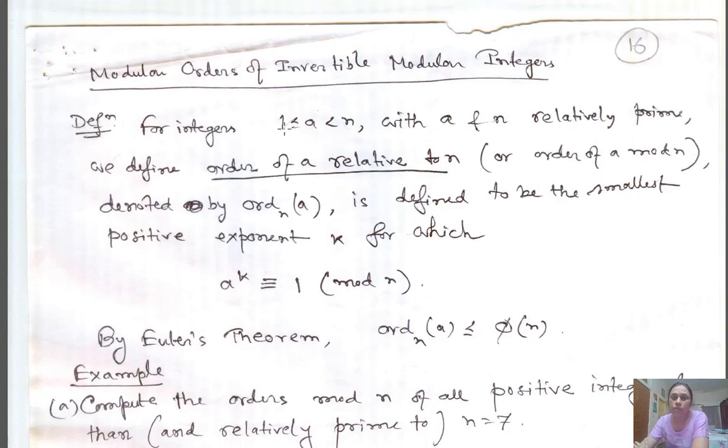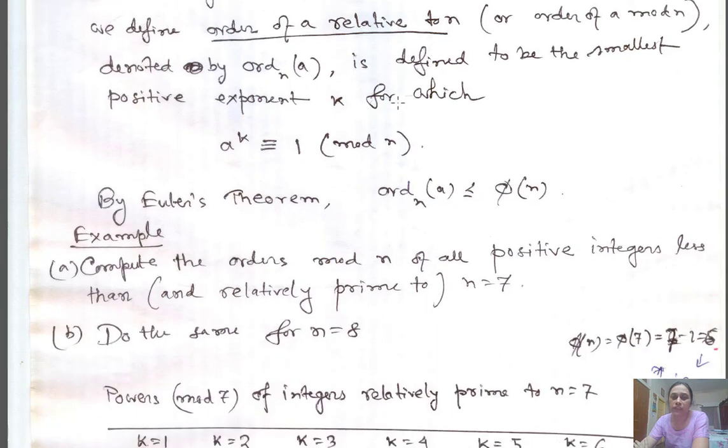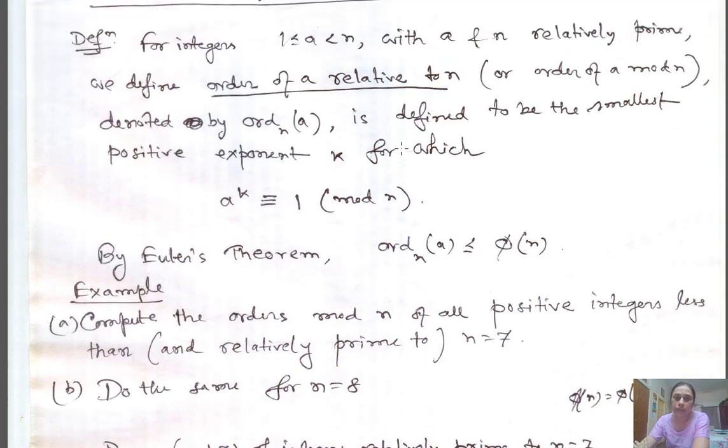We already know what we mean by the order of an element a relative to n. We choose an integer a from 1 to less than n, where a is co-prime to n, that is, a and n are relatively prime. Then the order of a modulo n is defined to be the least positive integer k such that a to the power k is 1 modulo n. Now by Euler's theorem, we know that a to the power phi n is always congruent to 1 modulo n, so the order of a modulo n is always less than or equal to phi n.